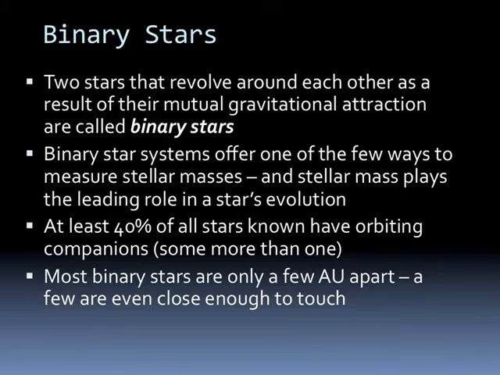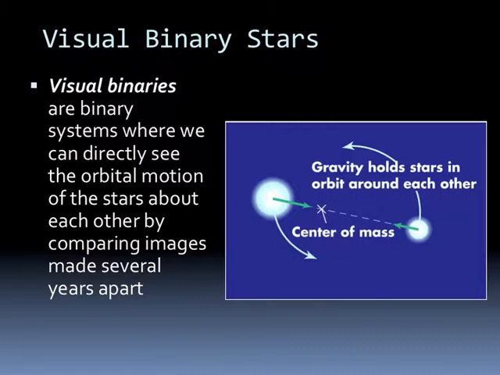At least 40% of all stars known have orbiting companions, some of them more than one. Most binary stars are only a few astronomical units apart, and a few are even close enough to lightly touch. We have different types of binaries we see.